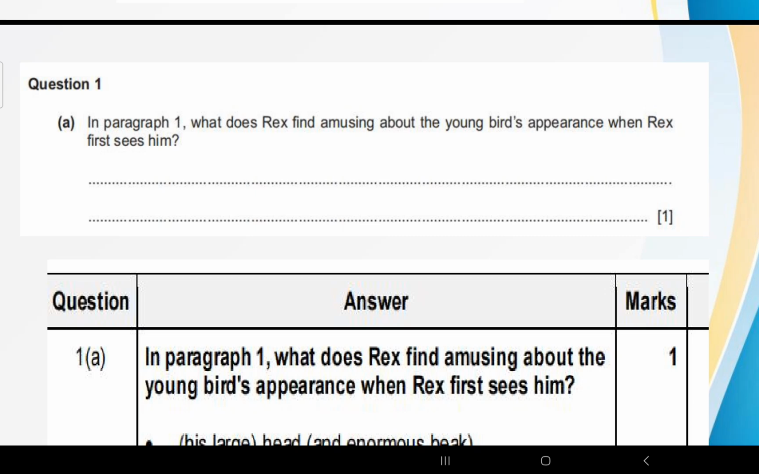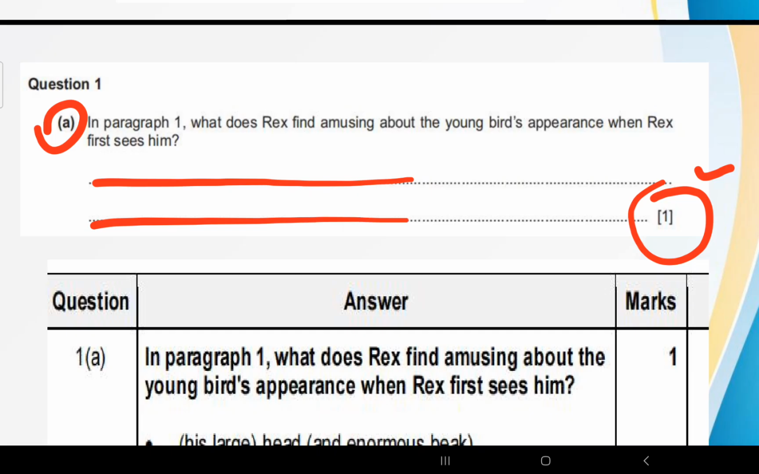Question number 1, part A. And in this, once you read the question, you have to focus on a few things. First of all, just check this one. These are marks. You know that this question has only 1 point or 1 mark. They have given these 2 lines. You should know that your answer must fit in this space.